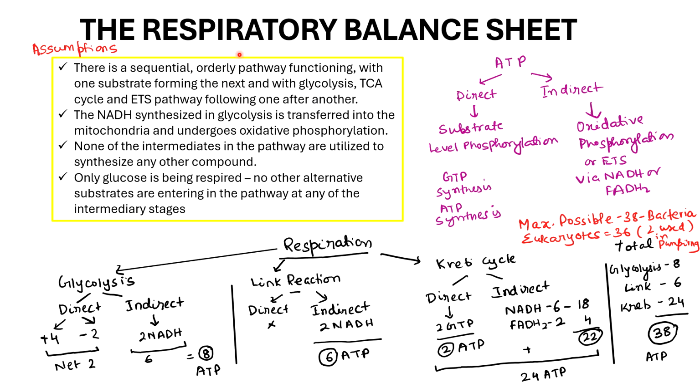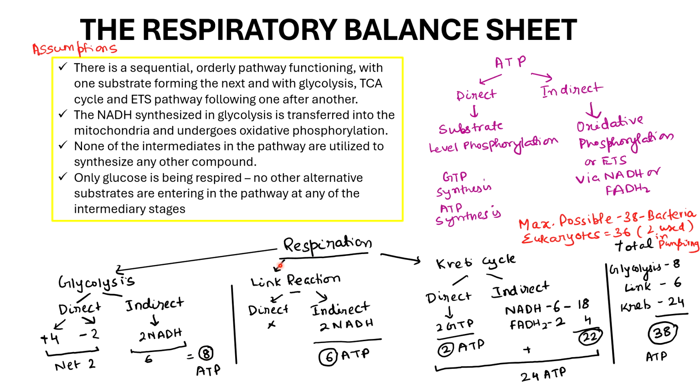Now let's just quickly revise the respiratory balance sheet. So what's happening here is, this is your respiration process and this is the glycolysis. In glycolysis we saw that 4 ATPs are produced and 2 ATPs are utilized. So net gain of ATP is 2. And 2 NADH were also produced, which accounts for 6 ATP. So total in glycolysis we are getting 8 ATPs.